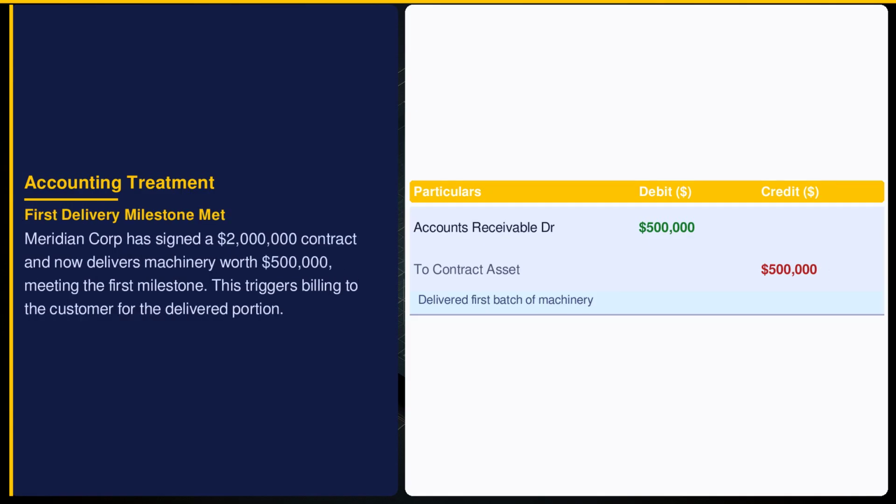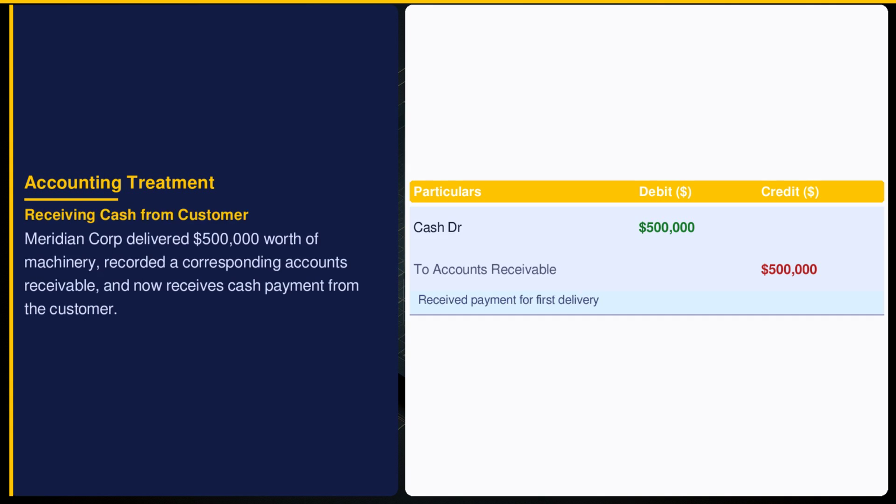Meeting the first milestone means transferring control of the machinery to the customer. Under AASB 15, this justifies recording an accounts receivable, reducing the contract asset accordingly. This entry ensures the balance sheet reflects the $500,000 now collectible. The cash receipt confirms the settlement of the accounts receivable, reflecting an increase in Meridian Corporation's cash balance. AASB 15 specifies that receiving payment finalizes the revenue recognition for the delivered portion, maintaining a clear financial position.